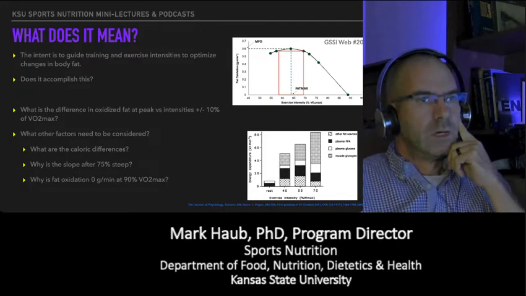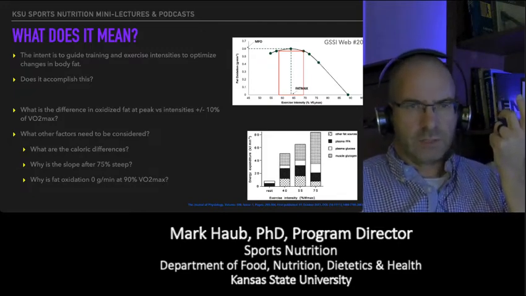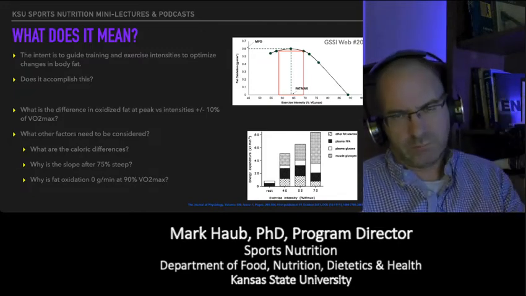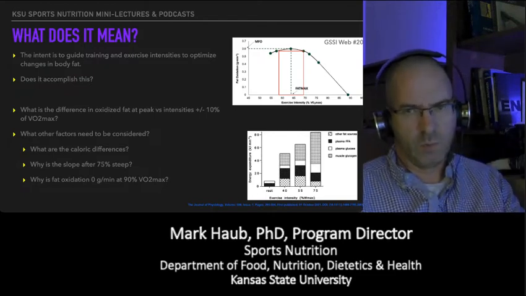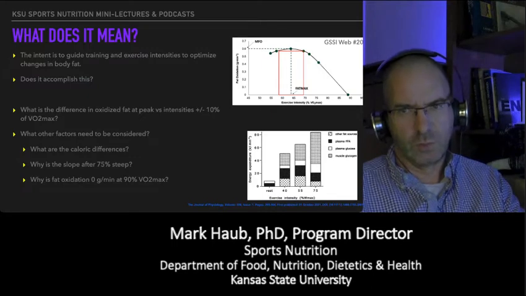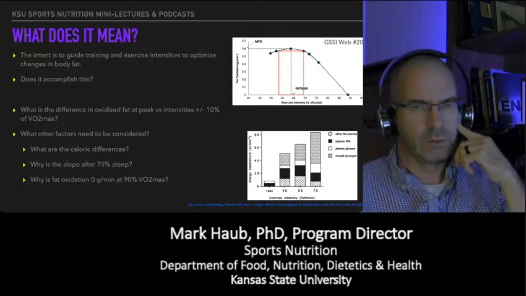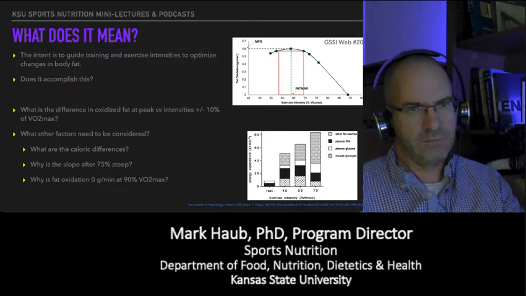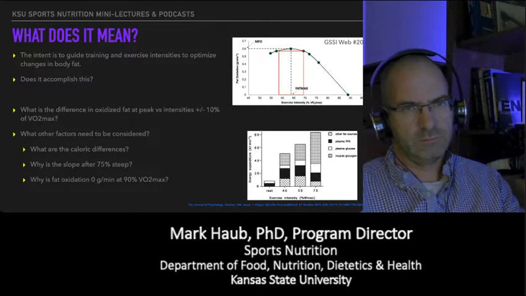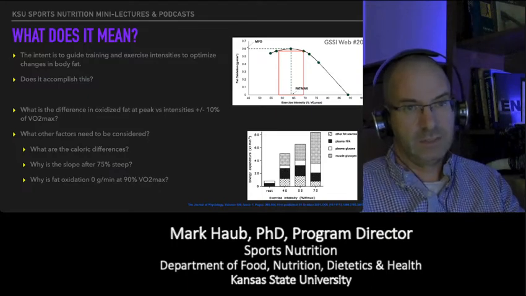So what other factors need to be considered? One is just total calories. This is kilojoules, or energy production. As intensity goes up, it takes more work, more calories, more energy to do more work. So the issue is as intensity goes up, even here from 40 to 55, using this example, you have an increase in fat oxidation and an increase in carbohydrate oxidation.